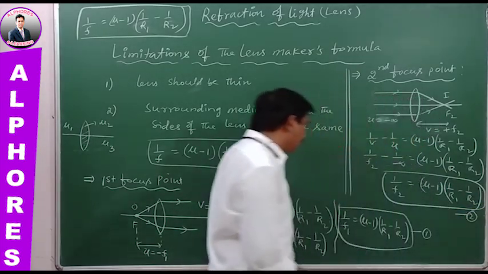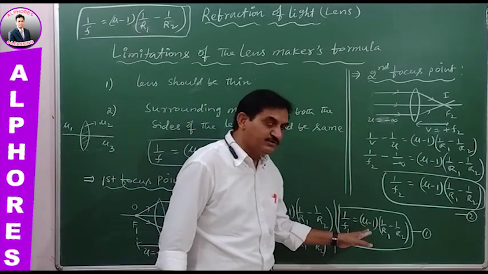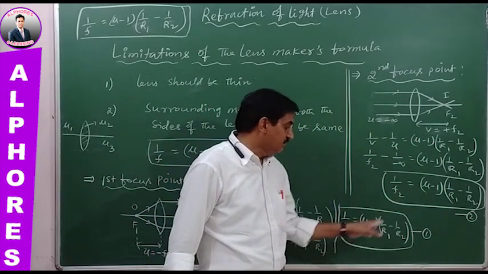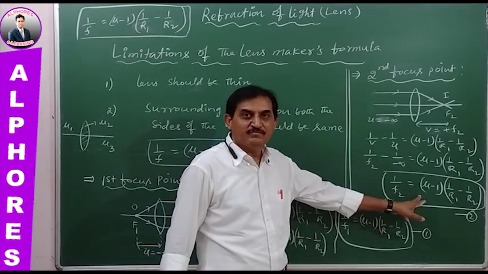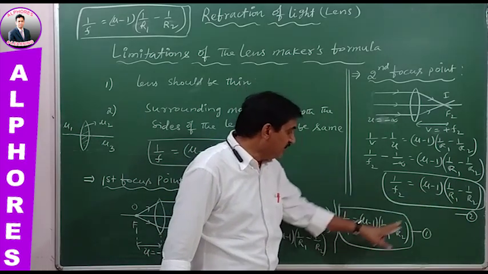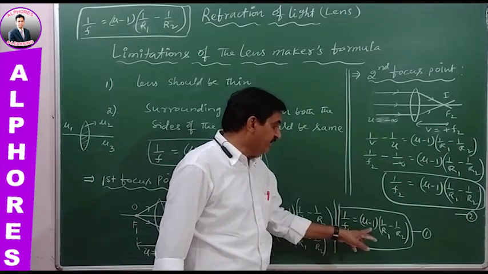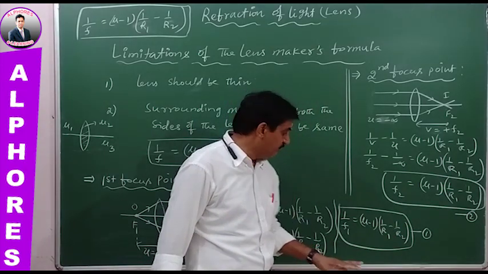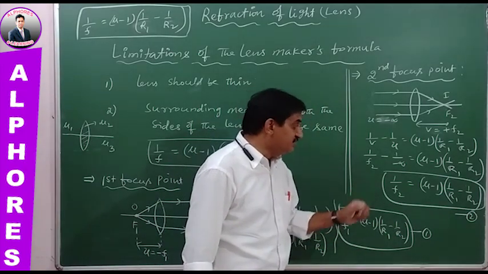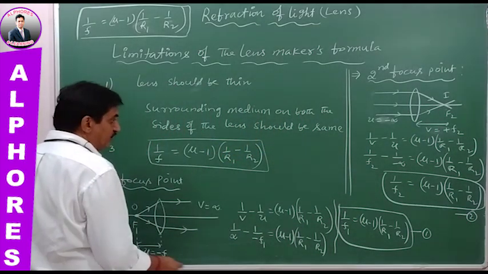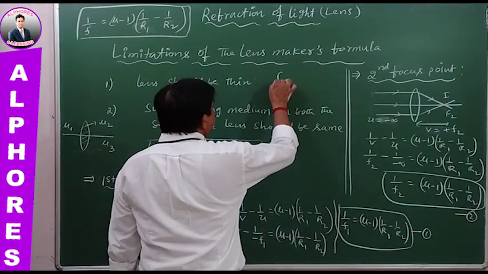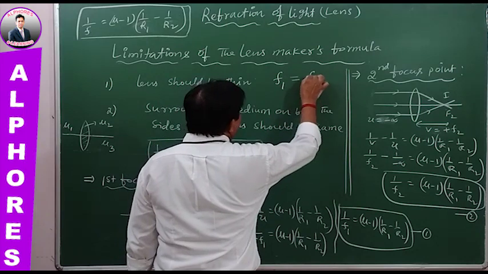Once you look at these two equations, what do you find? Both are equal: (mu minus 1) into (1 by r1 minus 1 by r2). Means these two focal lengths are equal. Finally, f1 is equal to f2.